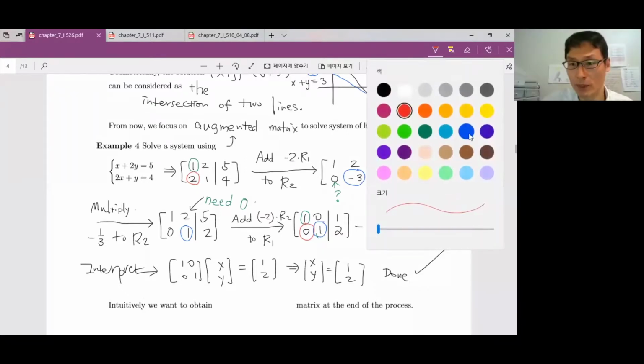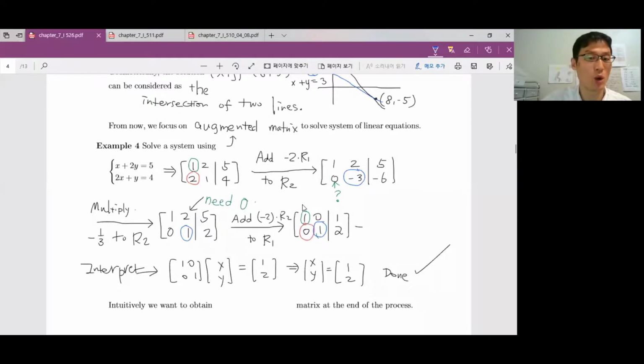Okay, so it may be useful to keep in mind what your goal is. Your goal is to have the identity. In particular, having 1 on the diagonal is very useful. 1 is the easiest number, the best number to play with. So once you have 1 on the diagonal, then you can get rid of anything else as you want. So having 1 on the diagonal is a good idea.